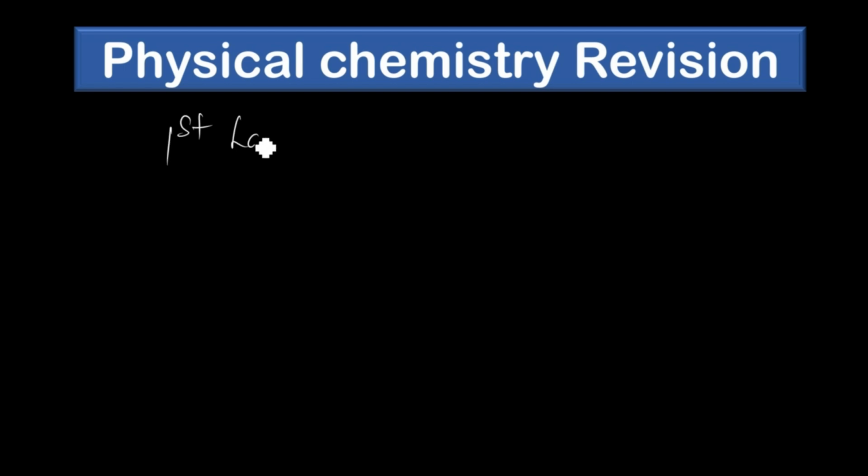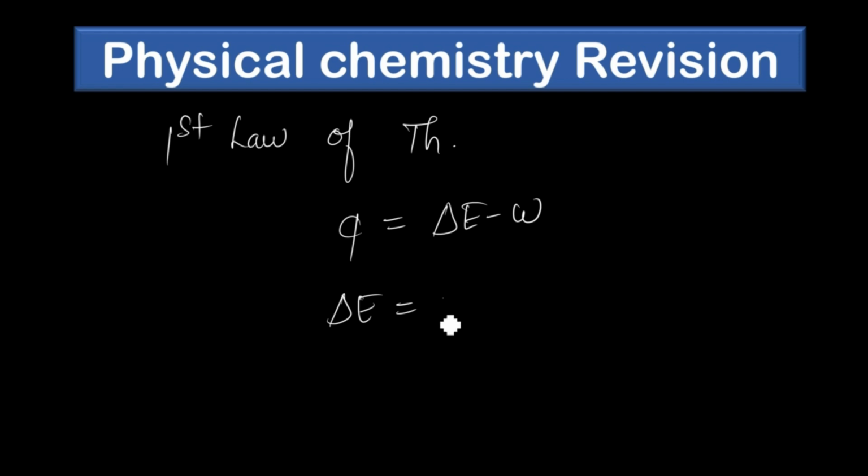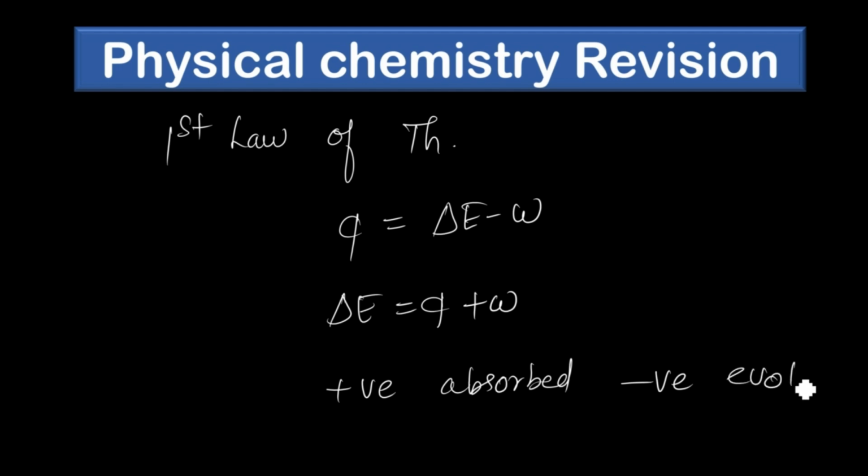Then the first law of thermodynamics, which states that energy can neither be created nor be destroyed. Then Q is equal to delta E minus W, or you can write it as delta E, which is equal to Q plus W as well. Here Q can be either absorbed or evolved also. Positive for absorbed and negative for evolved.